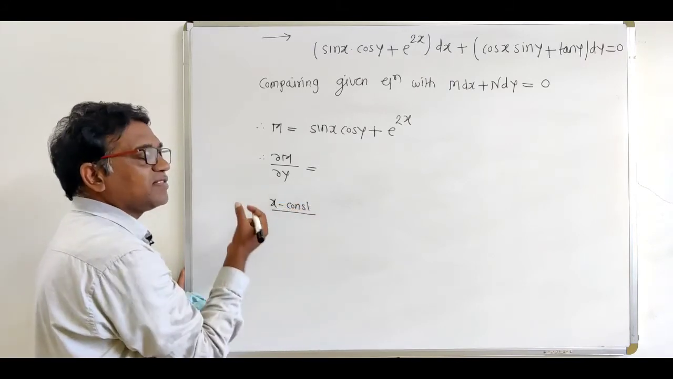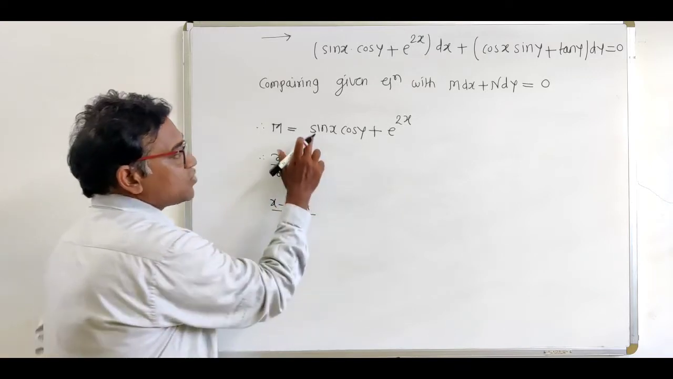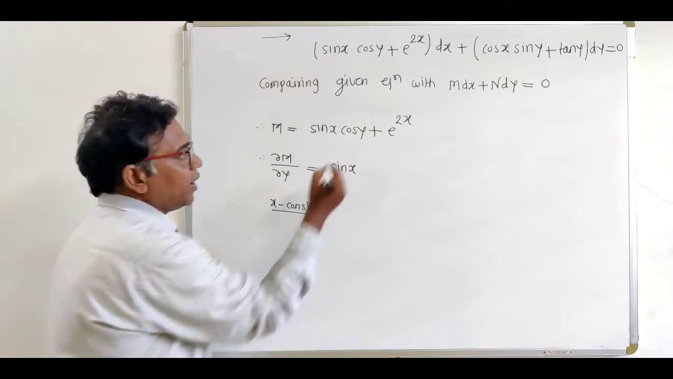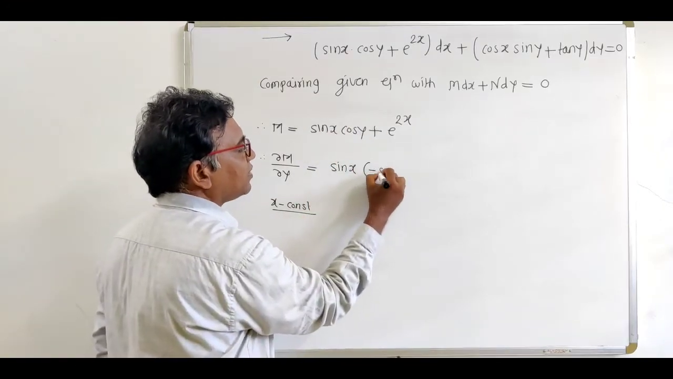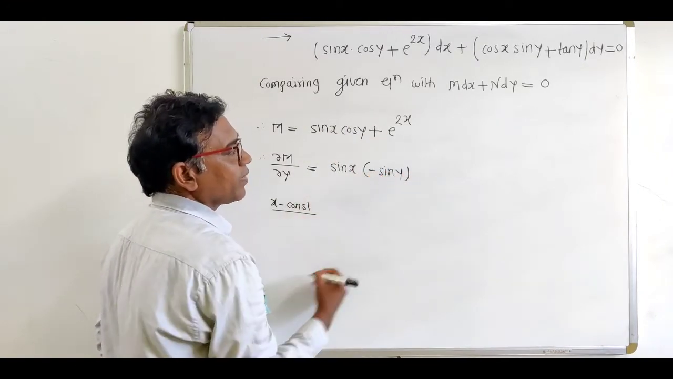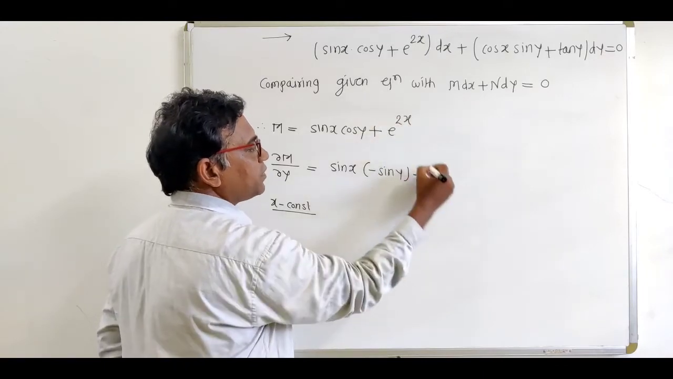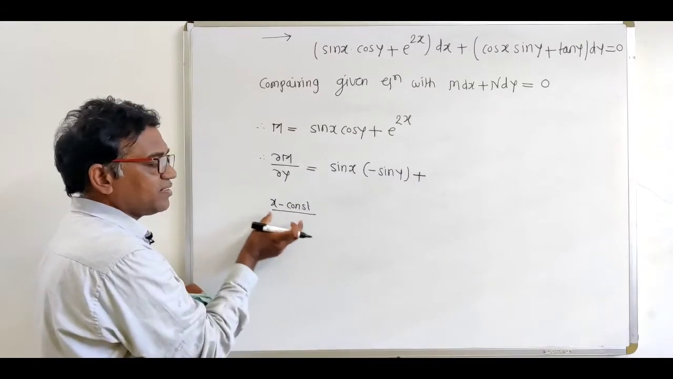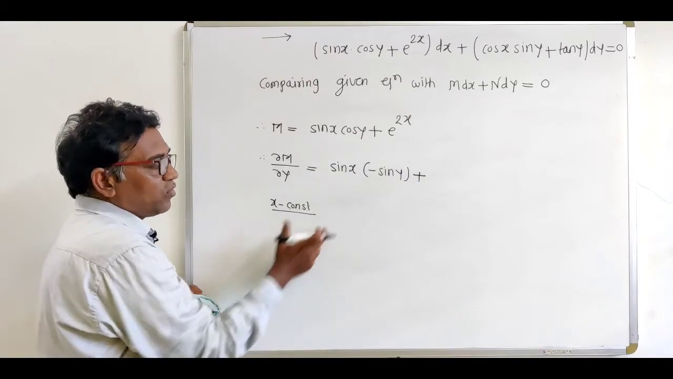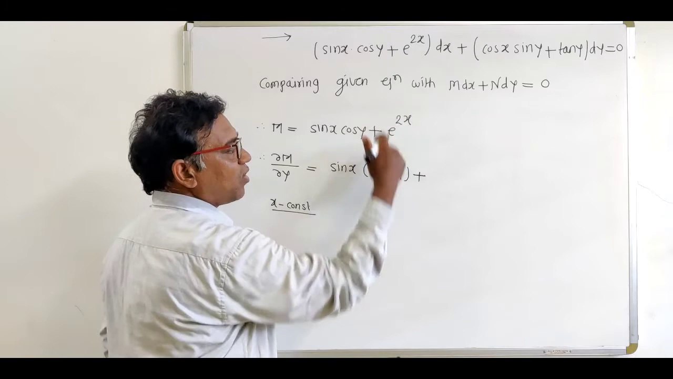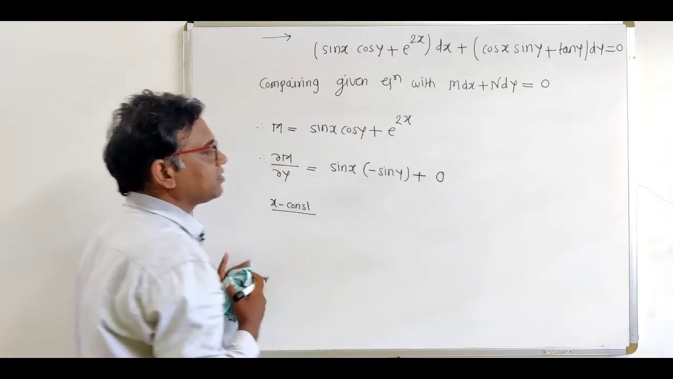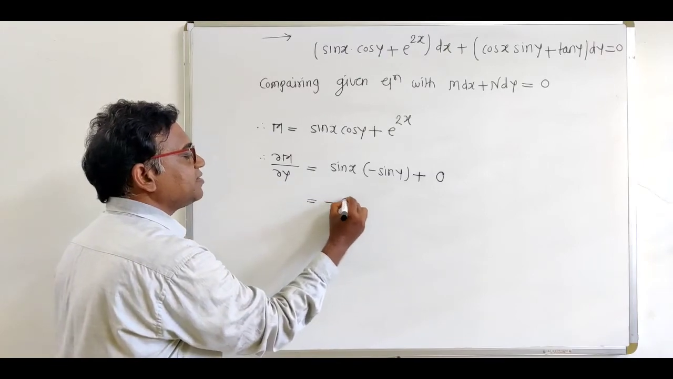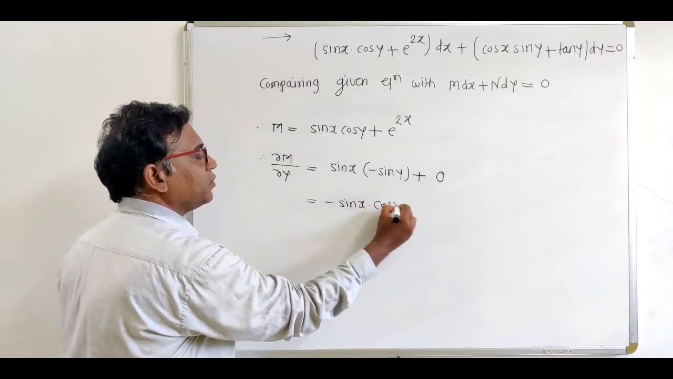So we have to treat x as a constant. So sin x is constant because x is constant. The derivative of cos y is minus sin y, plus the derivative of the exponential term e raised to 2x, which is a constant term because x is constant, and the derivative of a constant is 0. So this derivative is minus sin x into cos y.